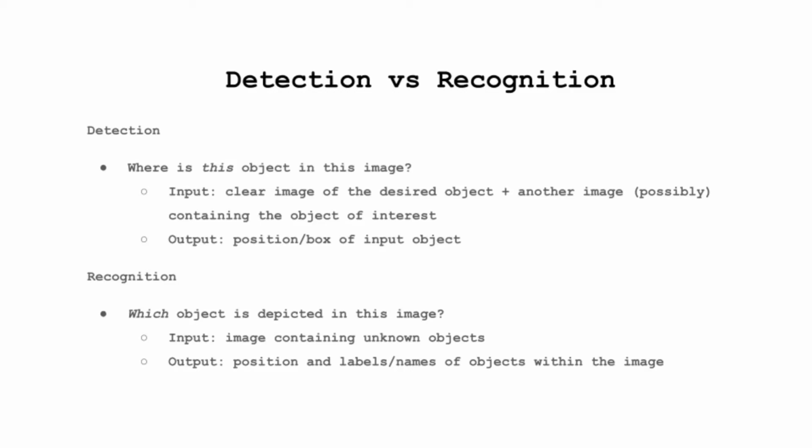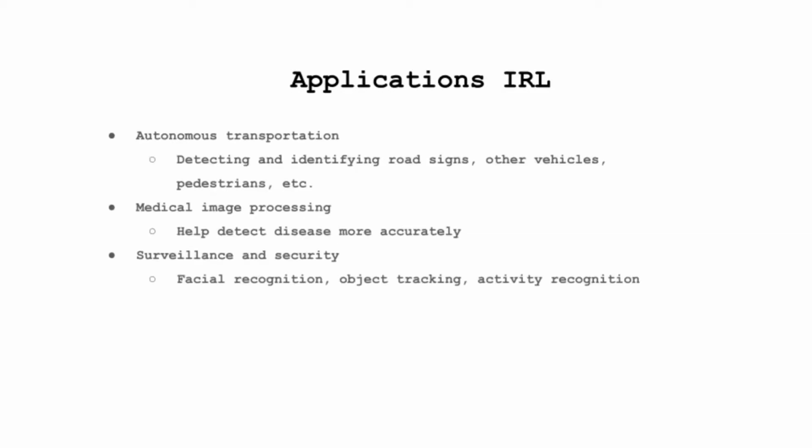Recognition ties it to something more substantial, identifying the object present in images and videos. With object recognition, it's asking which object is depicted in this image. In this case, the input is an image containing unknown objects, where the output is the position and the labels or names of the objects within it. There are countless real-life applications of object recognition. Some of the most popular usages include autonomous transportation, medical image processing, and surveillance and security.